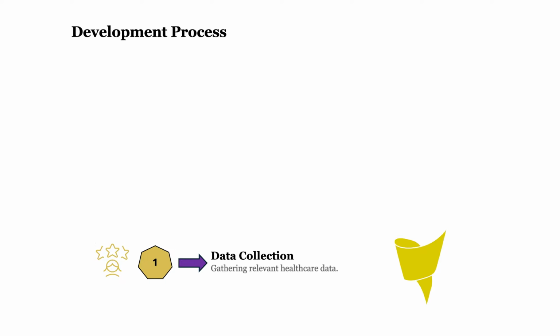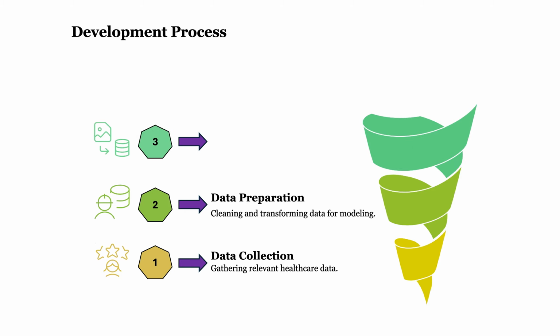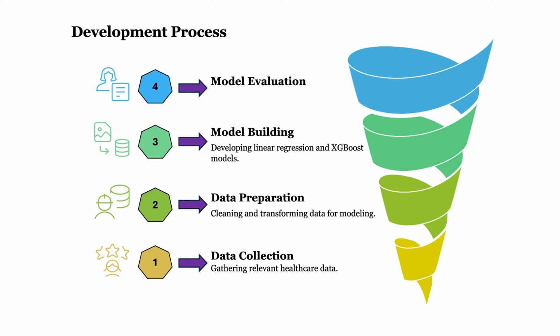Development process. Step 1. Data collection. Collect healthcare data with features like age, BMI, and smoking status. Step 2. Data preparation. Clean, encode, and transform the data for model training. Step 3. Model building. Train linear regression and XGBoost models to predict costs. Step 4. Model evaluation. Measure accuracy using RMSE and MAPE scores.